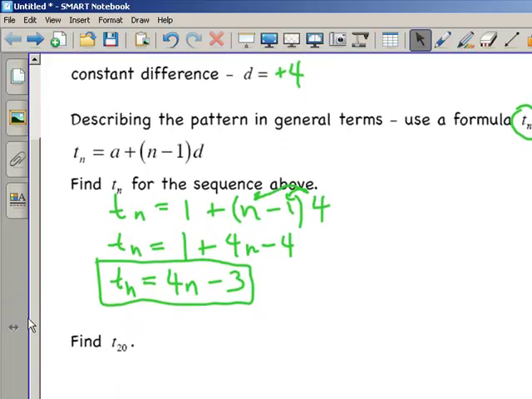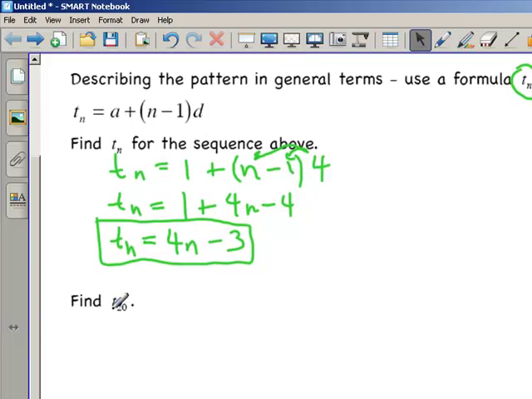Next question here wants us to find term 20. So all we're looking for is what number will be in the 20th spot in this sequence. This little part here tells us what n is, so we know n is 20. And we can use our general term to now find what the 20th number in this sequence is. So we've got 4 times 20, and I'm going to subtract 3 from that.